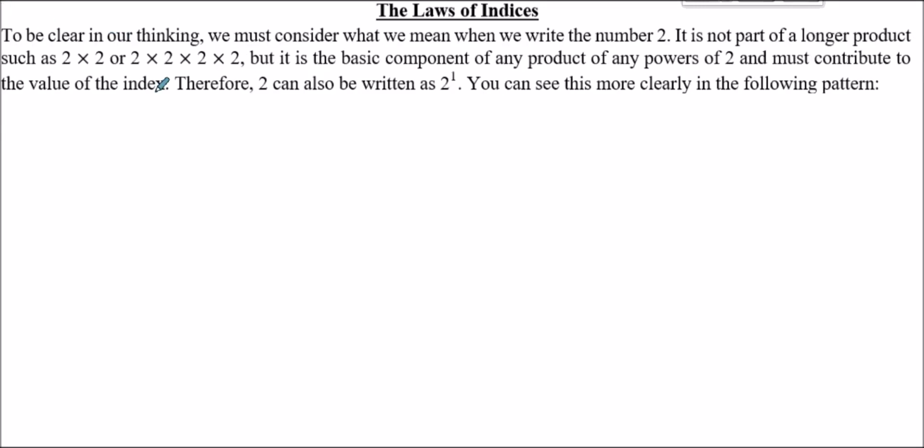First of all, to be clear in our thinking, we must consider that when we write down the number 2, it's not part of a longer product, such as 2 multiplied by 2, or 2 multiplied by 2 multiplied by 2 multiplied by 2, but it's a basic component of any product of any power of 2 and must contribute to the value of the index. So 2 doesn't need to be 2 to the power 4, it can be written as 2 to the power 1, which is just 2, 2 to the power 5, or 2 to the power a million. Doesn't really matter. But what I mentioned earlier, indices do allow you to see patterns much clearer.